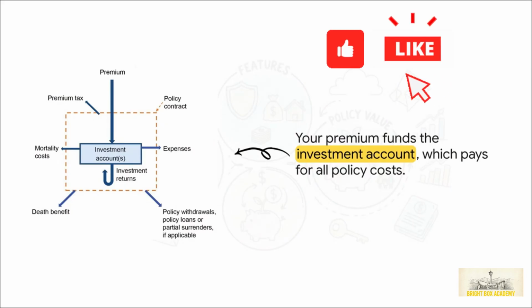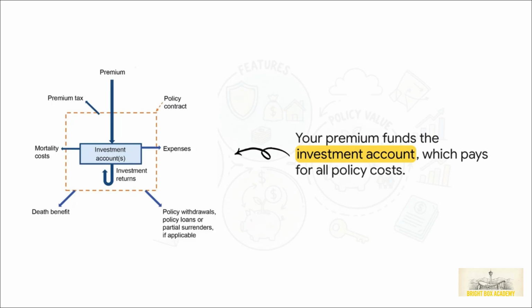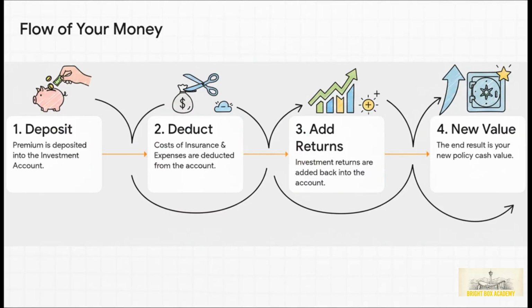This diagram shows you exactly how that engine works. Your premium payment comes in at the top and goes straight into that investment account right in the middle. From that central hub, the insurance costs and policy expenses are paid out. But here's the cool part: any investment returns get added right back in, creating this cycle that can really grow your policy's value over time. So really, it's a pretty simple four-step loop. 1, you deposit your premium. 2, the costs are taken out. 3, any investment returns get added back. And 4, you have a new cash value. This cycle, just happening over and over again, is where the policy's power really comes from.